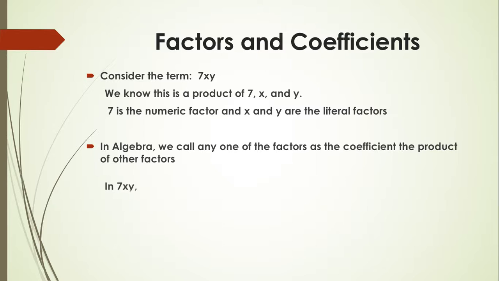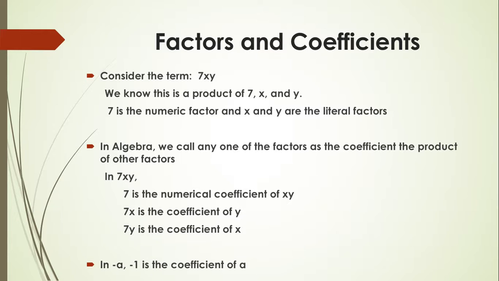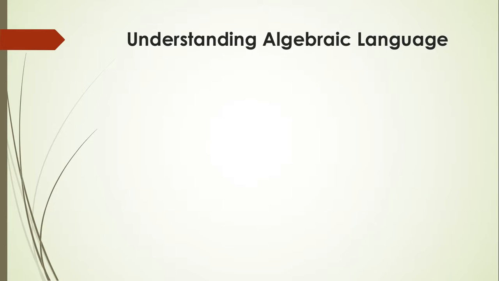In algebra, we call any of these factors the coefficient of the product of the other factors. In 7xy, 7 is the numerical coefficient of xy, 7x is the coefficient of y, and 7y is the coefficient of x. In negative a, negative 1 is the coefficient of a. We don't write negative 1a, we just write negative a.